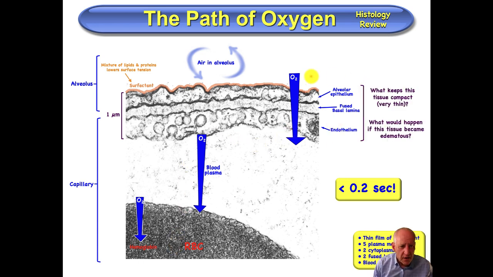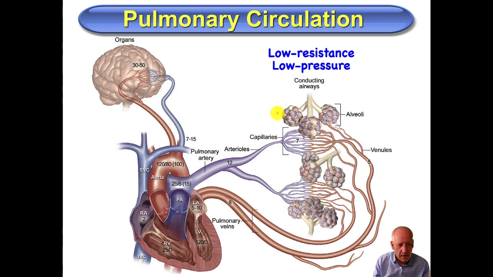This rapid diffusion of oxygen and CO2 relies on the proximity of the air in the alveolus to the blood plasma. And this depends on the extremely close arrangement of the alveolar epithelium and endothelium. The lung tissues must remain very compact and thin. What would happen if excess fluid filtered out of the blood plasma and accumulated within the interstitial spaces of the lung? Edema in the lung is prevented by one very special feature of the pulmonary circulation, and that is, it is a low-pressure circuit. And this is because the pulmonary circulation offers very little resistance to blood flow.